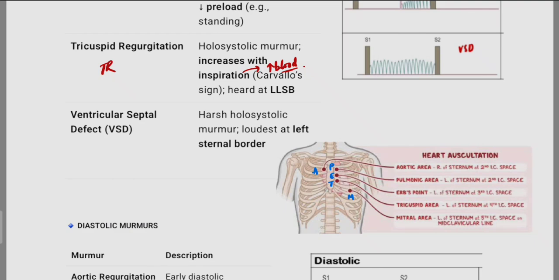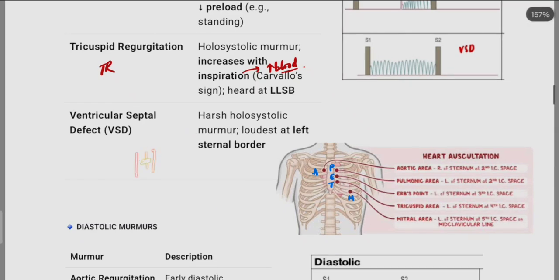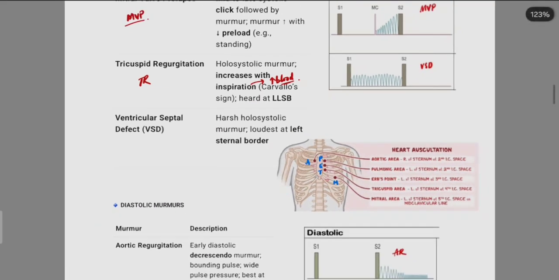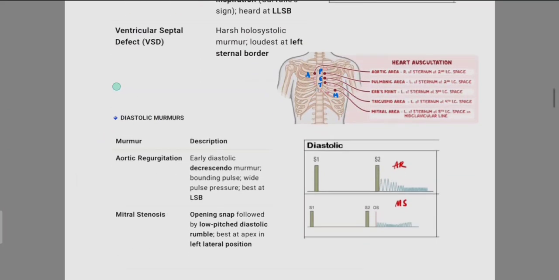All right, next, moving on, you have VSD. VSD is ventricular septal defect. This also will be a harsh holosystolic murmur. You literally have a septum in between your ventricles. That's really harsh, right? So remember, you have a septal defect in between, so it's going to be harsh. And a septum is not going to close and open, so it's going to be holosystolic. It is loudest at your left sternal border. VSD is also left sternal border.